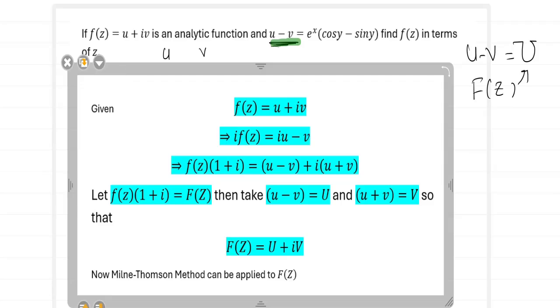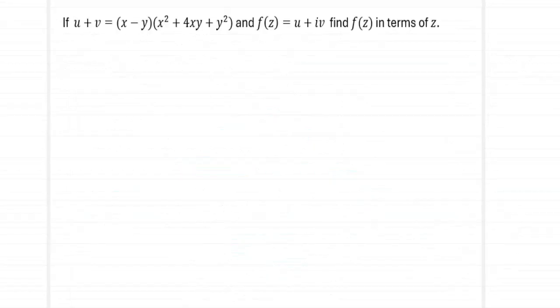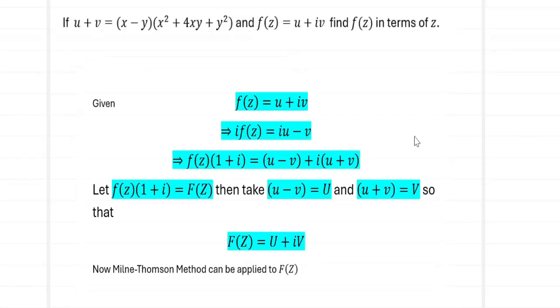So I am going to copy paste the same, so we will have it as a reference. So what we have is f of z is u plus iv. I multiply with i and add these two equations, which leaves me with u minus v plus i times u plus v. I take this f of z into 1 plus i as my capital F of z, u minus v as my capital U, and u plus v is my capital V.